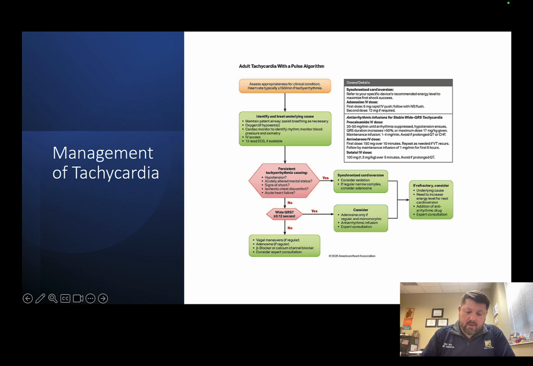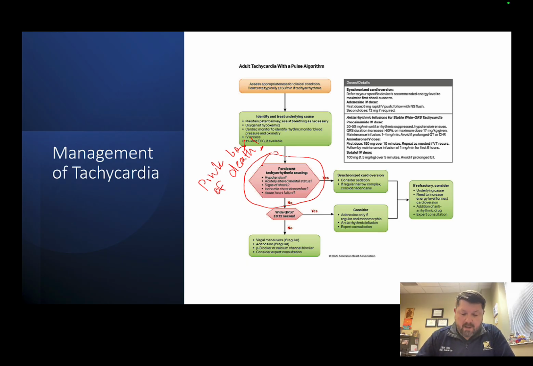So one thing that we need to first determine is, are they experiencing any of these? Hypotension, acutely altered mental status, signs of shock, ischemic chest discomfort, or acute heart failure. So I call this the pink box of death. There only has to be one of these listed, and we're going to answer yes to that question, because that means that they are hemodynamically unstable. So we're going to go straight to synchronized cardioversion.